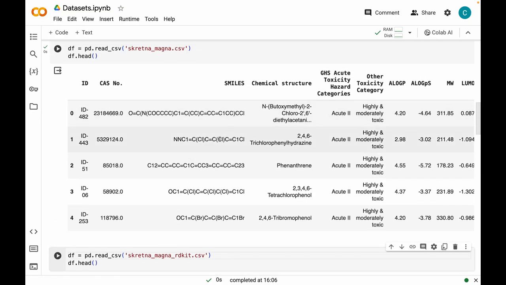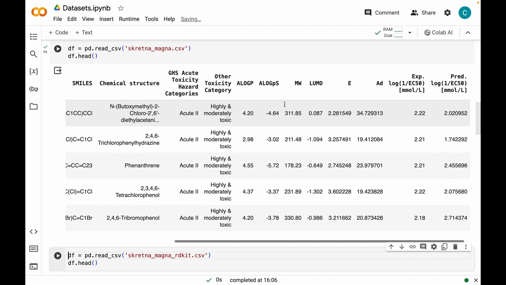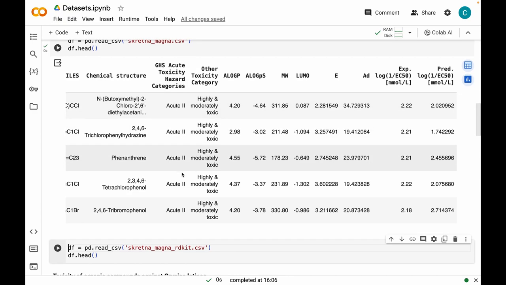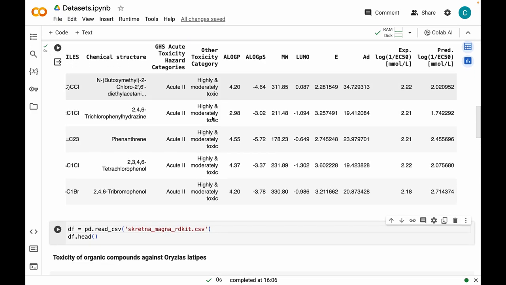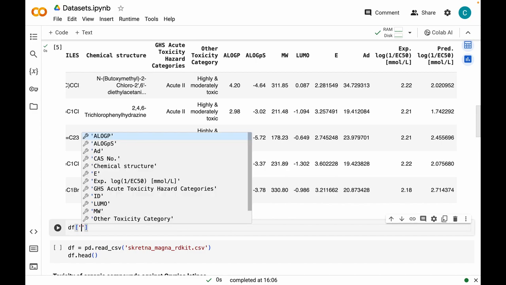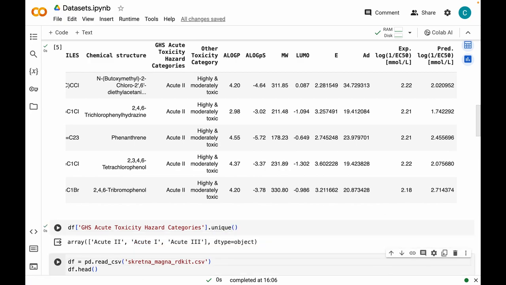So we have lots of information here: ID, CAS numbers, SMILES, chemical structures, these are all indexes. What we have here are two toxicity categories. One has Acute 2, Acute 1, and Acute 3 labels, and the other one has, I think, 2 labels. So let's first check these labels. I'm going to use the column GHS acute toxicity and call the unique method on it. So we have Acute 2, Acute 1, and Acute 3 labels here.